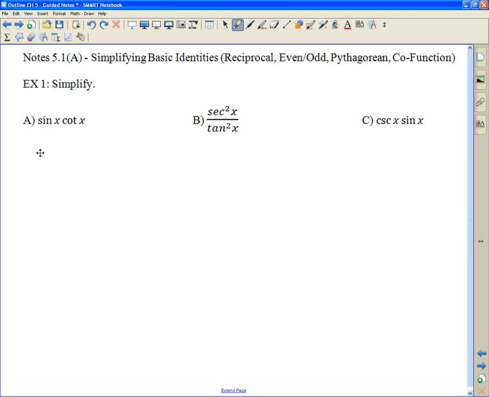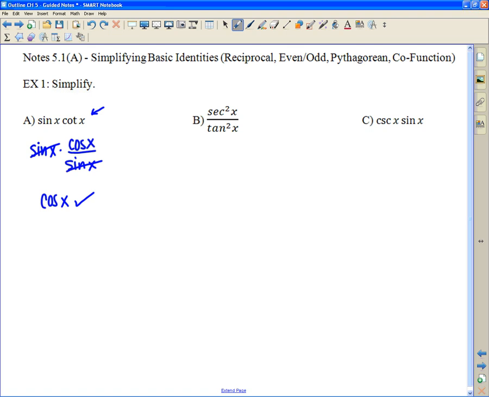Here we go. We know that sine of x can be written either as sine of x or 1 over cosecant. I'm not going to change it to 1 over cosecant because there's no cosecant over here. I know that cotangent can be written as cosine over sine. Since we are simplifying, we know that sine divided by sine reduces to 1, and this simplifies to cosine of x. We are starting off simple.